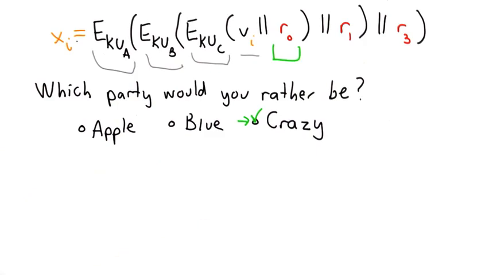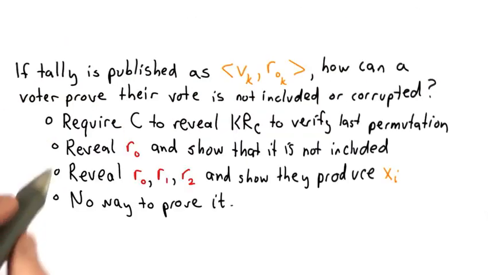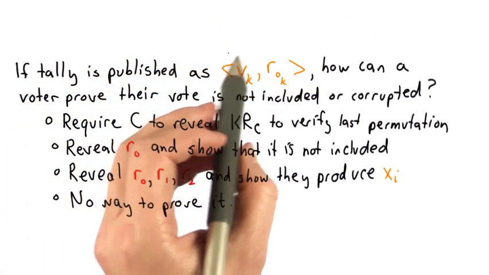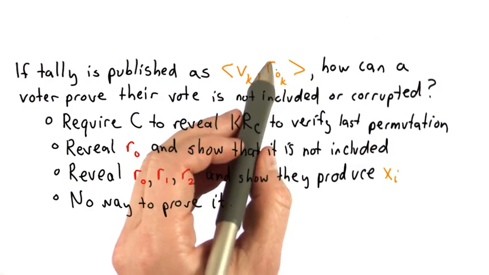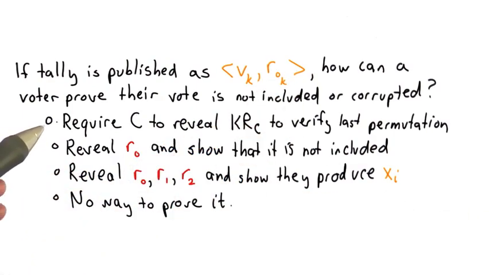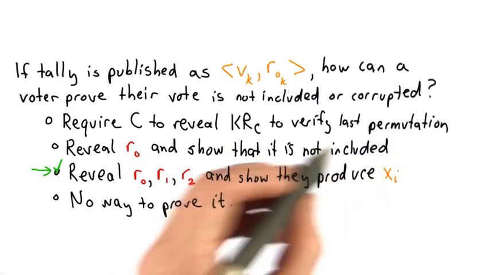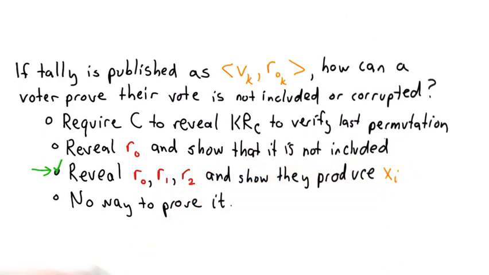So is there a way for a voter to prove that their vote was not included? If what C publishes at the end as the tally is pairs of votes and the associated R0 nonces, how can a voter prove their vote is not included or was corrupted in the final tally? The answer is they could reveal all three of their nonces, and show that they compute the correct xi value.